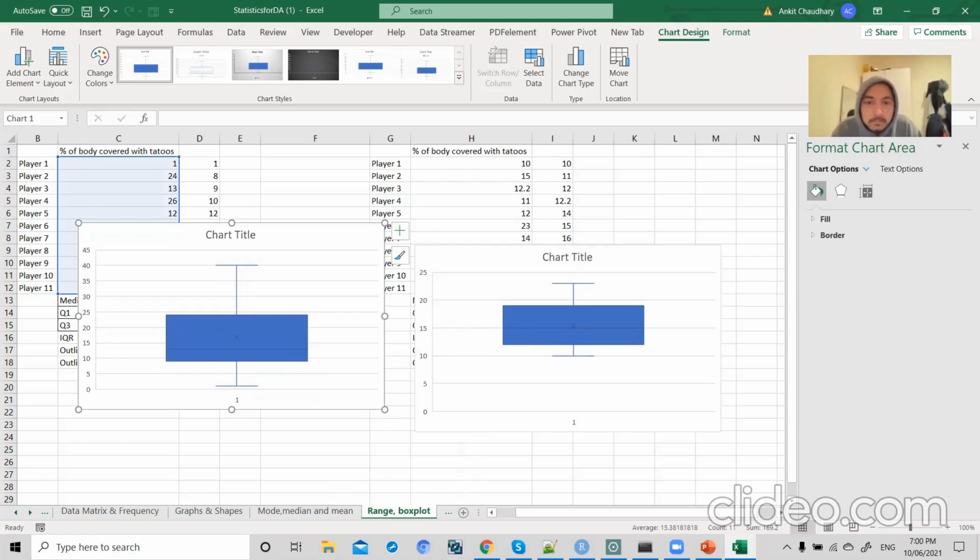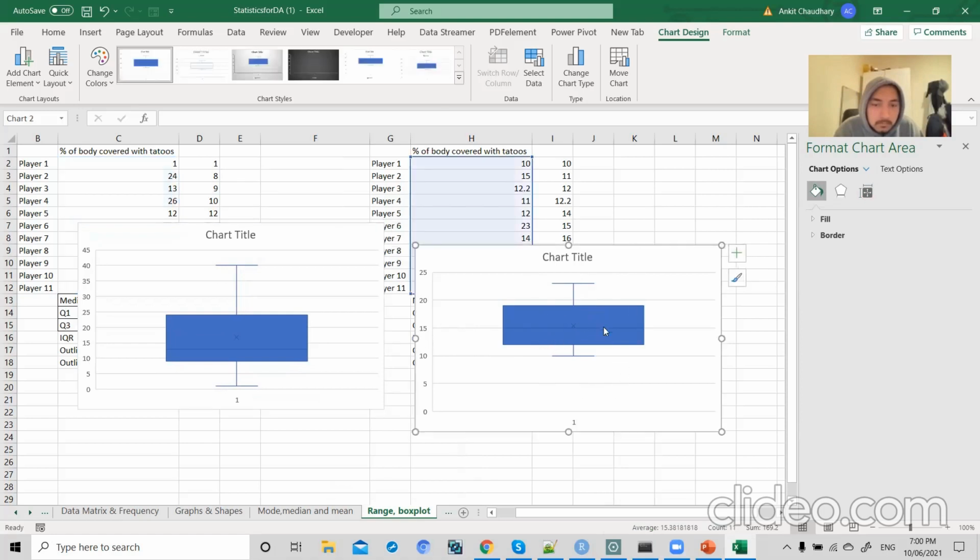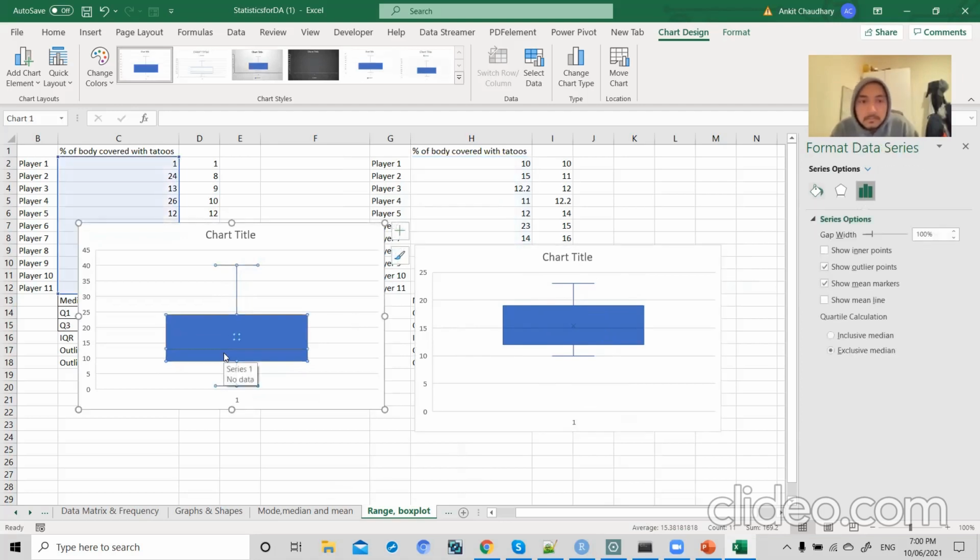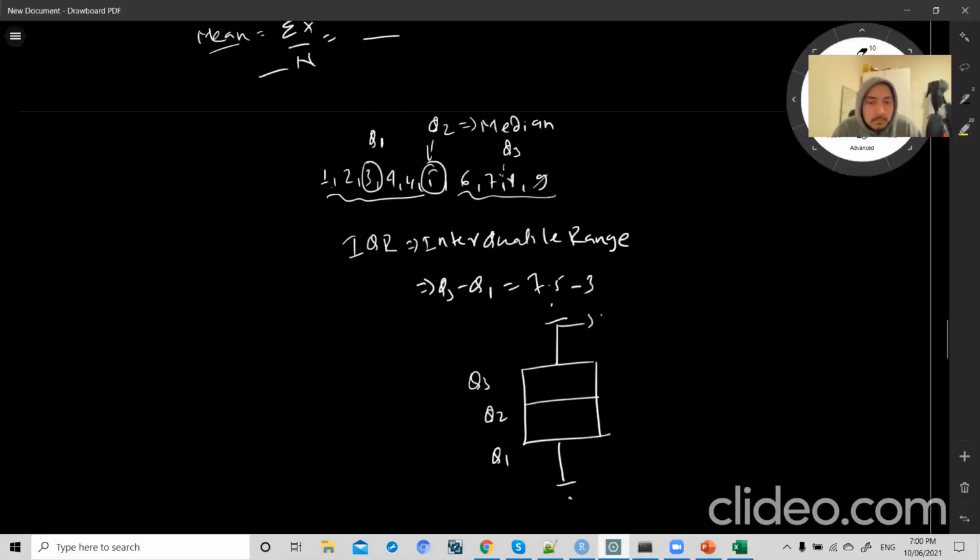So even in box plots, this box plot, the one on the right, is symmetrical. But this one is distributed towards the left, because we don't see this line in the middle. So if your box plot is something like this, then this is your symmetrical box plot, equally divided, equally spaced here, right?